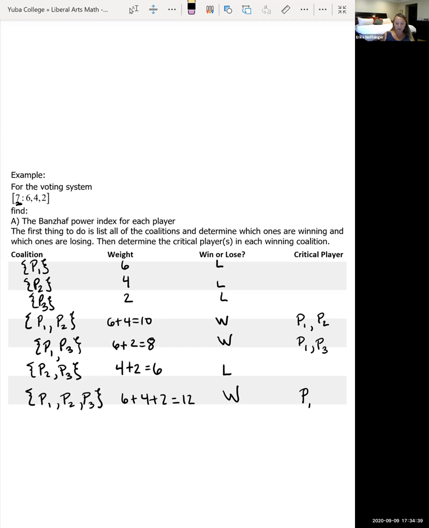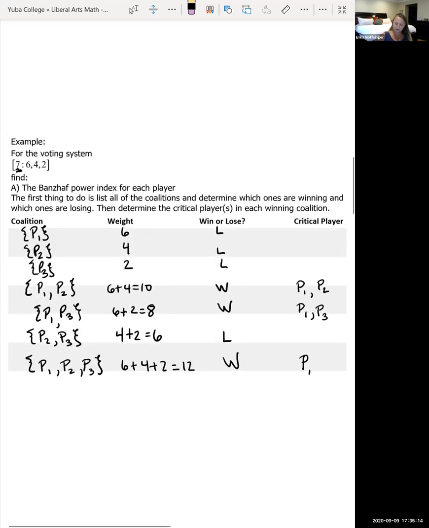Now let's see if player 2 is critical. We know this is a winning coalition. If we removed player 2, is it still winning? Player 1 and player 3, as we saw above, is still winning. So they don't need player 2, and player 2 is not a critical player. Same idea if we remove player 3: they're still winning, so player 3 is not pivotal.